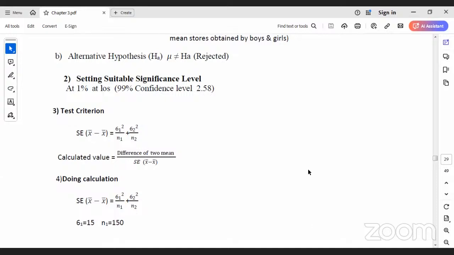The whole problem should be finished in the test criterion itself. Here we have written the formula: standard error of x bar 1 minus x bar 2 equals square root of standard deviation 1 square by n1 plus standard deviation 2 square by n2, and along with that we have to write the calculated value. When we write the calculated value, then we can say that the problem is completely known to us. These two formulas are very important for each and every step in the test criterion in this hypothesis chapter. If you know this step perfectly, then the complete problem will be solved very easily and quickly.